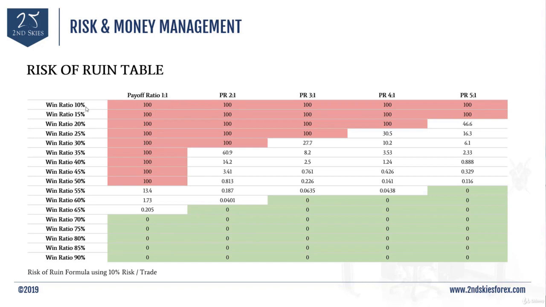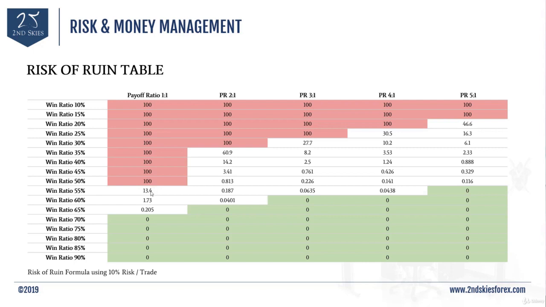If you're 10% accurate, that means out of 100 trades, you're going to win 10 and lose 90. If you're risking 1,000 to gain 1,000, or payoff ratio 1 to 1, well, you have a 100% chance of blowing up your account. And if you look, 10%, 15%, 20%, 25%, 30, 35, 40, 45, 50, all the way up to 50%. If you are anywhere between 10 and 50% accurate and you're risking 1 and gaining 1 every time, so risking 1,000 to gain 1,000, risking 100 to gain 100, you have a 100% chance that you will blow up your account.